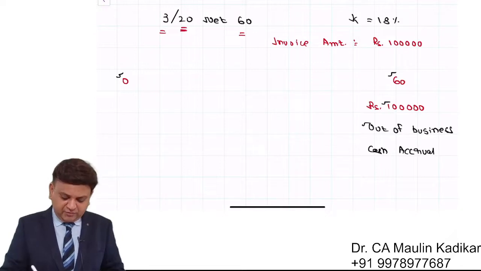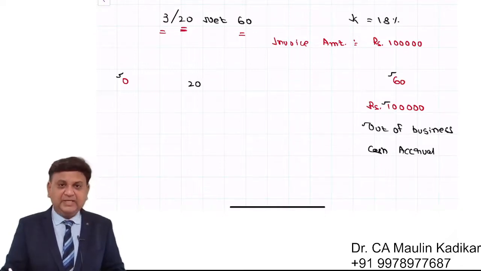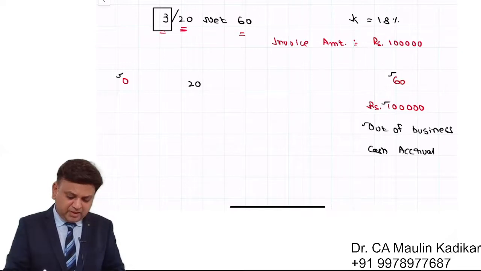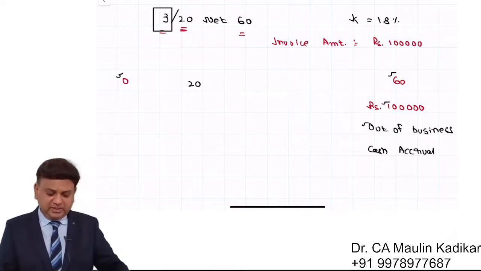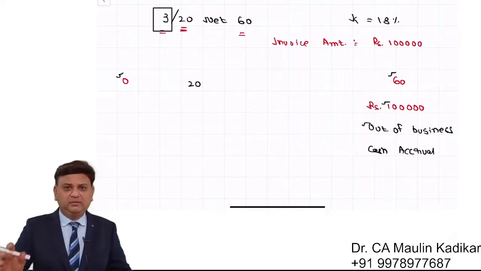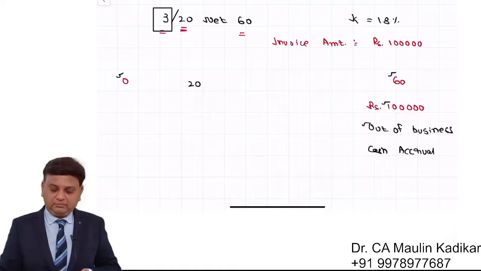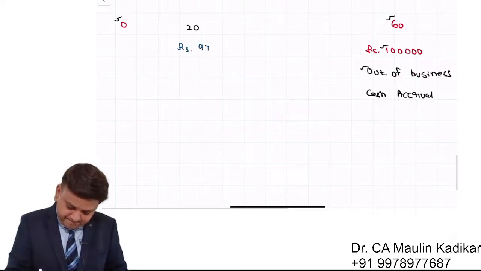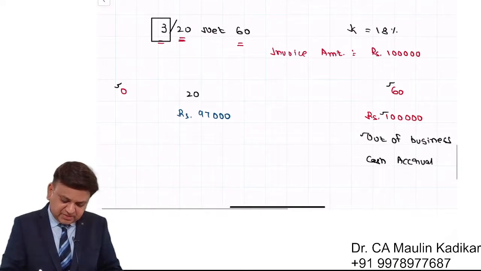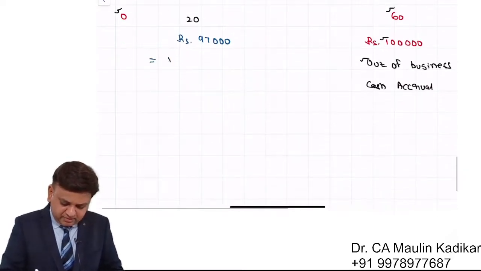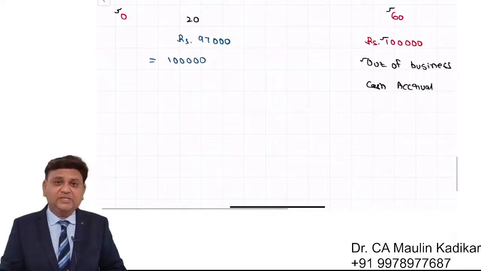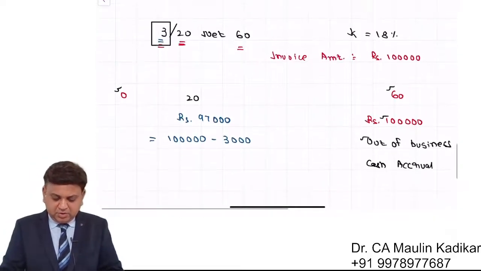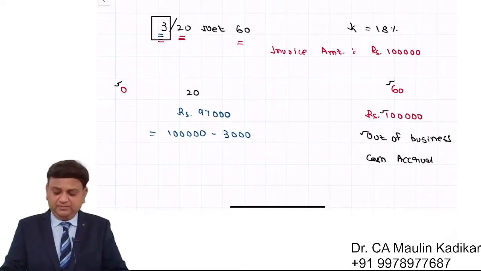Suddenly, we have an offer that if you make payment on the 20th day, you will be given a cash discount at the rate of 3%. Suppose we choose to pay on the 20th day. What amount is supposed to be paid? Please write in the chat box. The answer is rupees 97,000. The 3% is the cash discount, so 1 lakh rupees is the invoice amount and 3,000 is the cash discount. So basically 97,000 is supposed to be paid. That is what we understand.